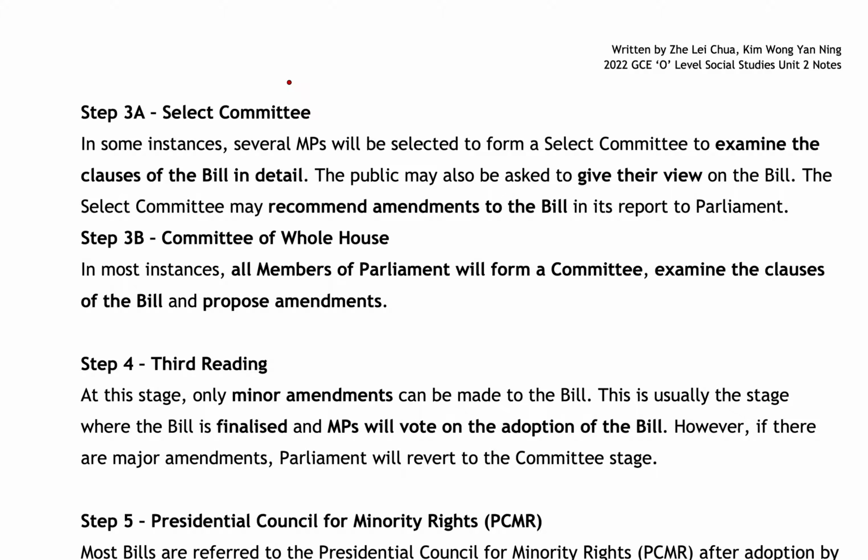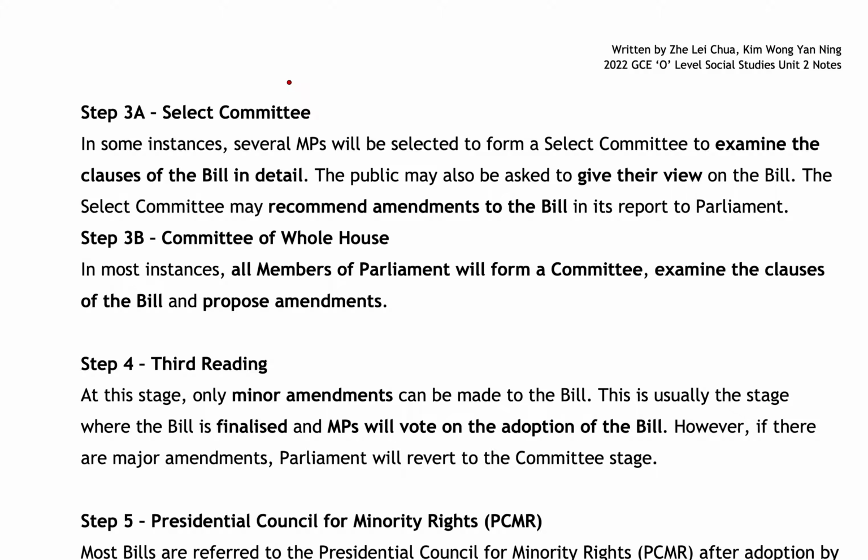There are two types of committees in Parliament: the select committee and the committee of a whole house. For most bills, it will go to step 3B, which is a committee of whole house. All the MPs will form a committee. They will talk about the clauses and propose amendments. This is when they actually go into the nitty-gritty of the language of the bill, the merits, the flaws of this particular bill, and then they make amendments in order for the final bill to be passed.